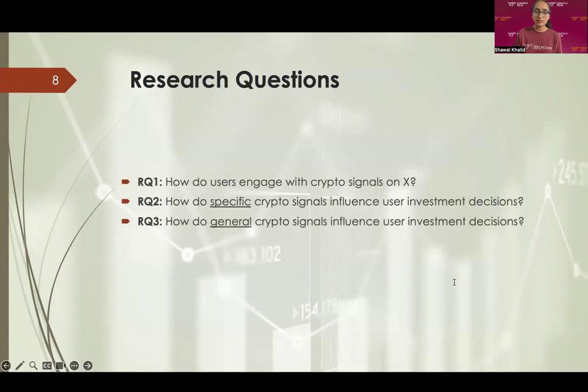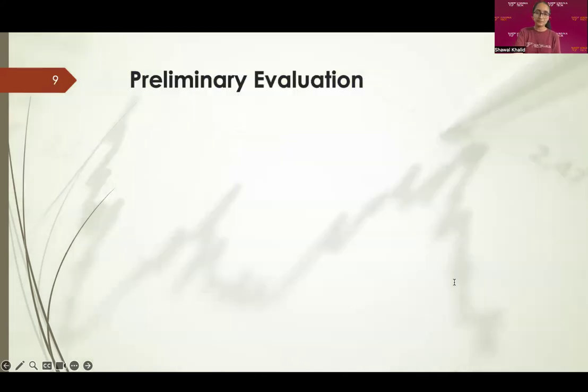So for our research questions, we divided them into 3 sets of questions. Our Q1 was: how do users engage with crypto signals on X? Our Q2 was kind of similar, but we divided that based on the specific crypto signals and the general crypto signals. So how do specific crypto signals influence user investment decisions? And then how do general crypto signals influence user decisions?